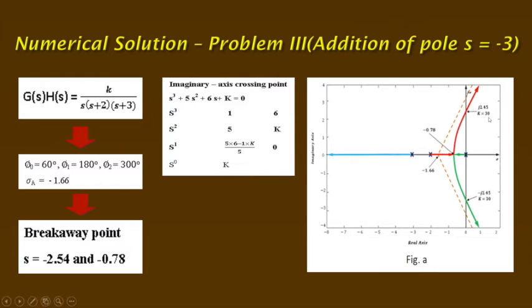Then find the crossing point using the characteristic equation. Then we find s cube plus 5s square plus 6s plus k equal to 0. Then using Routh, we get this value.